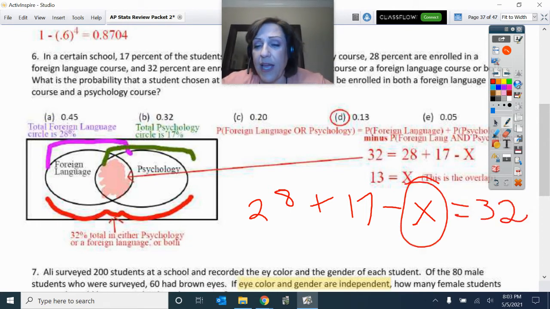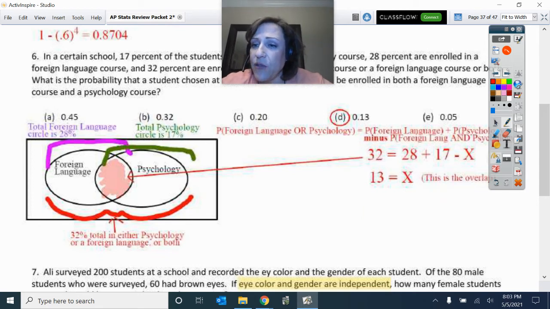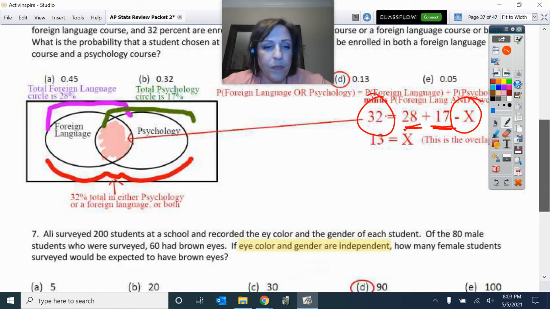So here is the double counted part, okay? And so that's what I'm showing here also. 28, the foreign language part, plus the psychology part, minus the part that gets double counted, should total 32%. Okay, so there you go.